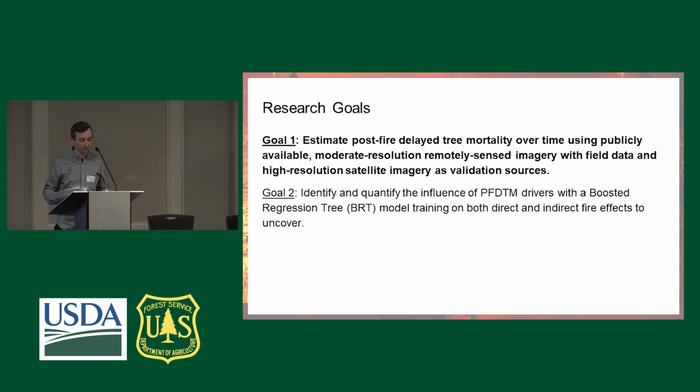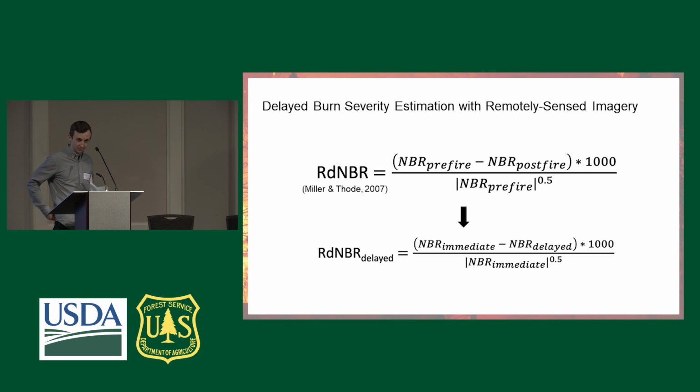So my first research goal is to quantify the spatial and temporal trends of delayed mortality using maybe high-resolution, probably just mid-resolution satellite imagery with validation data to do that. I'm estimating delayed mortality with RdMBR. However, I'm adjusting this original formula to account for just delayed mortality by looking at, instead of the pre-fire MBR, the immediate MBR, and then seeing how that MBR changes over time.